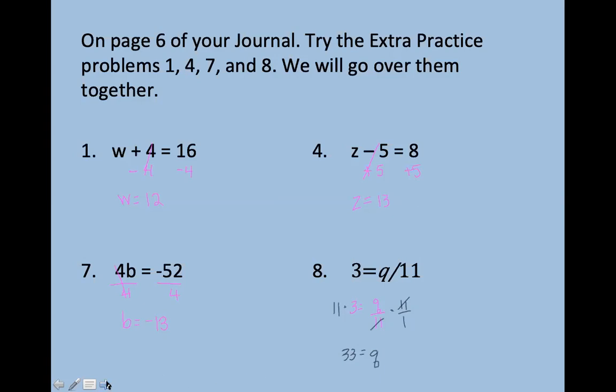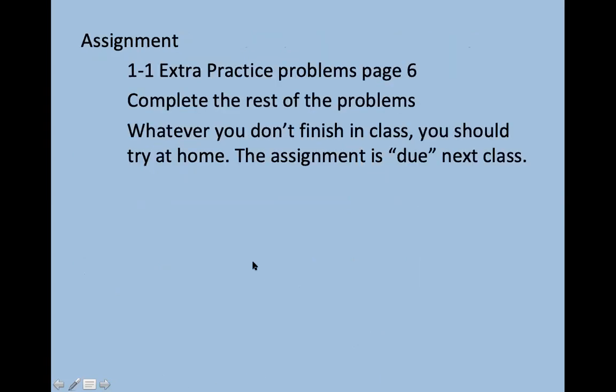All right, let's see what's on the next slide. For your assignment today, you need to finish the extra practice problems on page 6. You have a few more of them on that page. For those of you who are at home, whenever you complete these, if you could just take a picture of your finished work and submit it to Schoology, I can check your work that way. All right, good job.